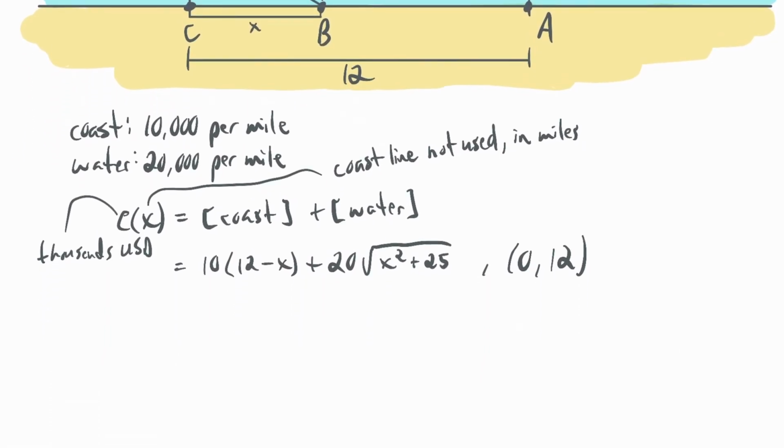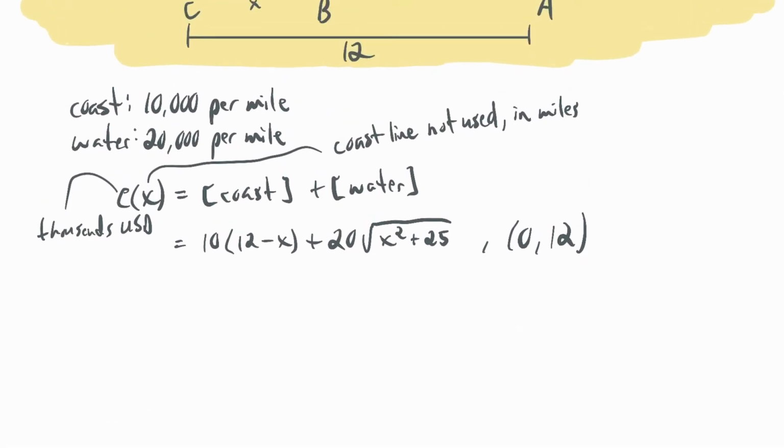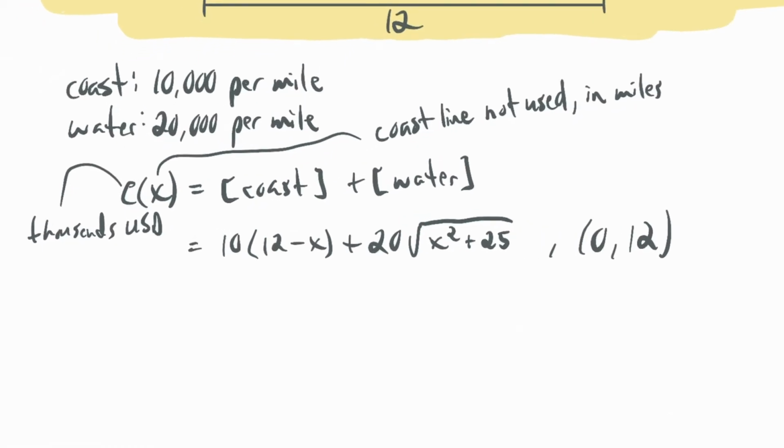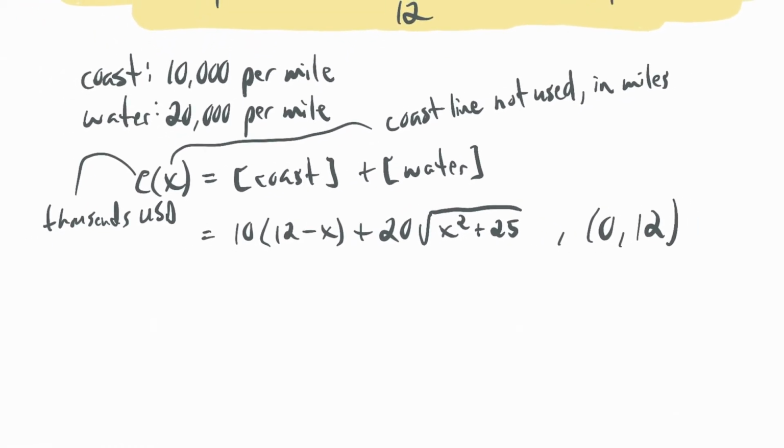I'm not going to be able to use extreme value theorem. So I'm going to have to use what's called the critical point theorem, which I'll explain once we get to that point in the problem. I'm basically looking for a local min, and then I'll justify afterward why this local min has to be an absolute or global min as well. So step one, I need to find some derivatives. Well, actually, I'm going to distribute this first. This is 120 minus 10x plus 20 times the square root of x squared plus 25.